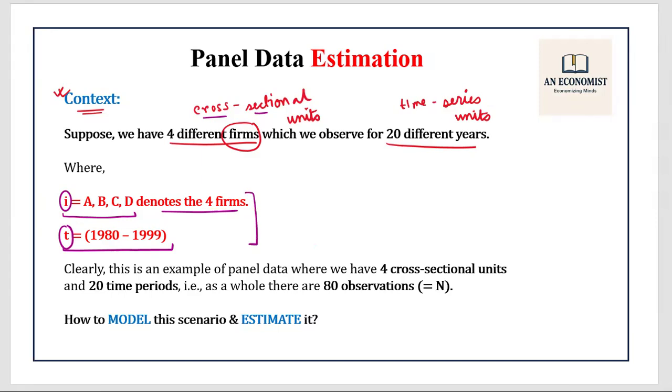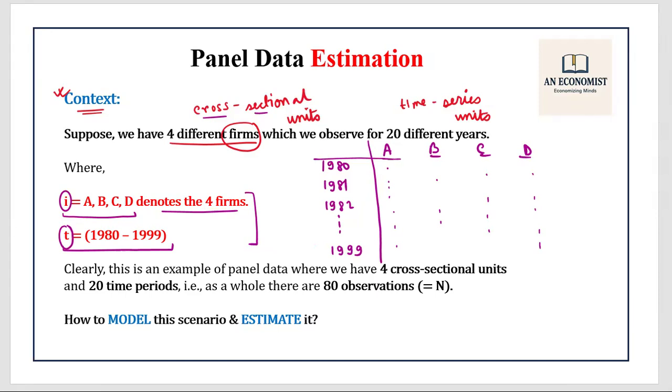So we want to know what this scenario will be. Basically here the table will look something like this. Here we will have all the years 1980, 1981, 1982, all the way up to 1999. Here you will have the years, and here you will have the four different firms. Here you have A, here you have B, here you have C, and here you have D. And for every cell, you will have some numerical values of production, and this is how the table will look, right? This is the panel data that we are talking about.